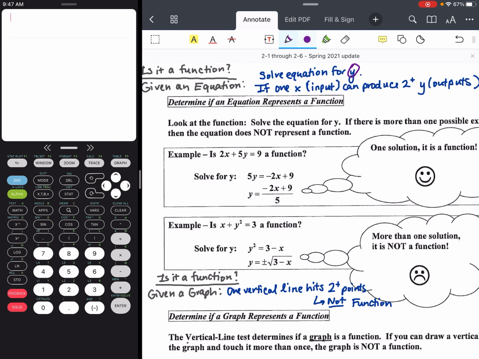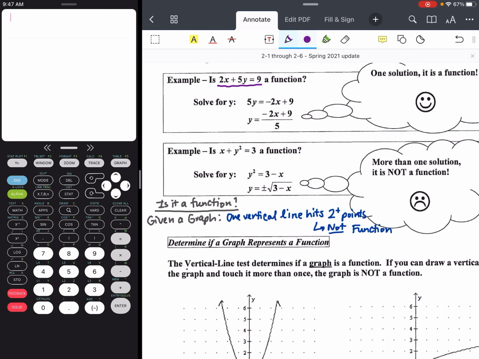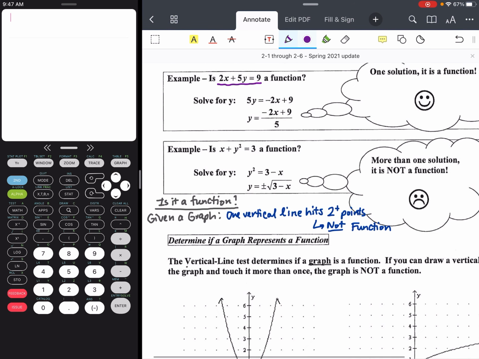All right, so in the first example, we have 2x plus 5y equals 9, and we're wondering if that's a function. So we solve this for y. First, we subtract 2x from both sides, divide all sides by 5, and we end up with y equals (negative 2x plus 9) over 5. Or if you want to write it in slope-intercept form, negative 2/5 x plus 9/5 would be fine too. Either form is fine.